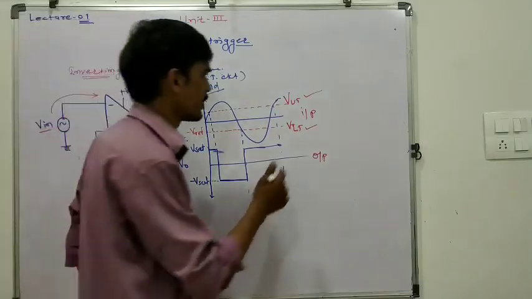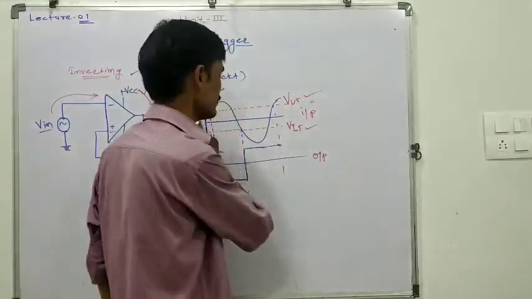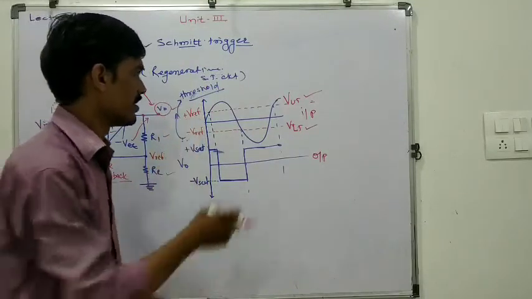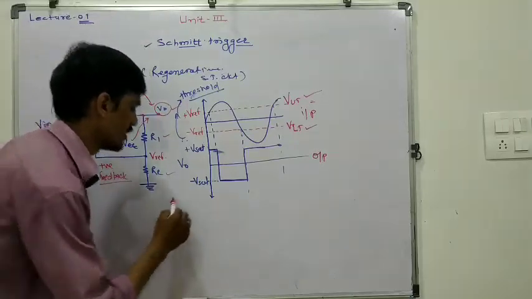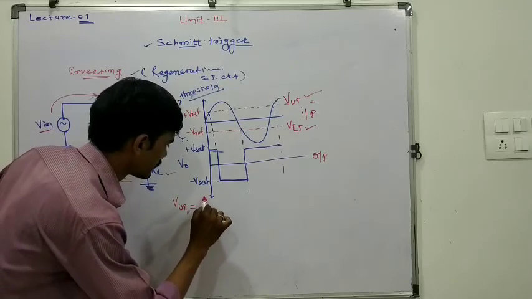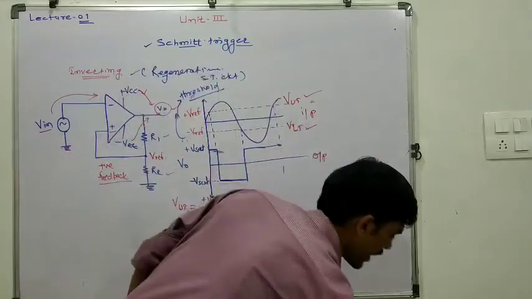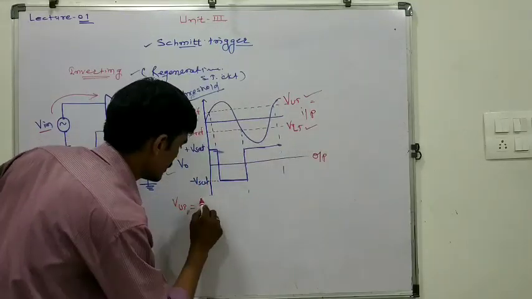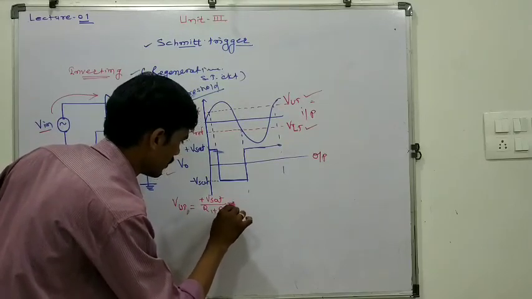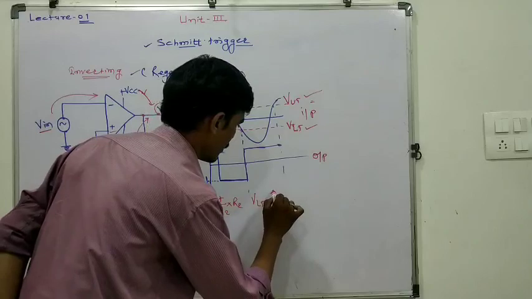Again, the formula for the plus V side and minus V side, VUT and VLT, is the same, because we already talked about the voltages, plus V reference and minus V reference. So we can say VUT is nothing but plus V side, this is plus V sat, divided by R1 plus R2, multiplied by R2, and VLT is nothing but the minus V sat.